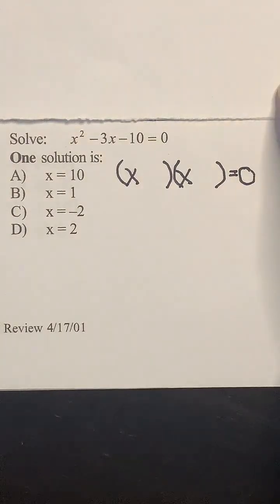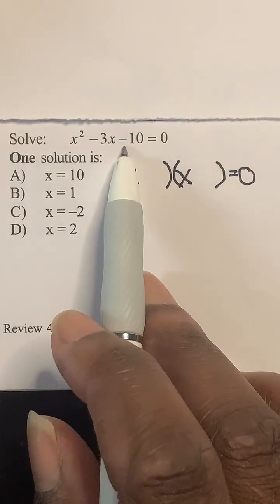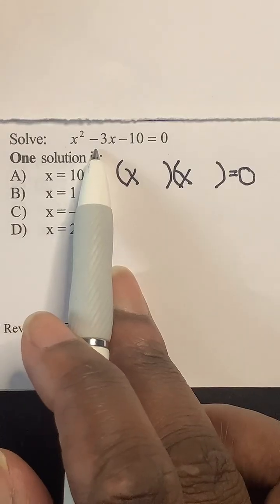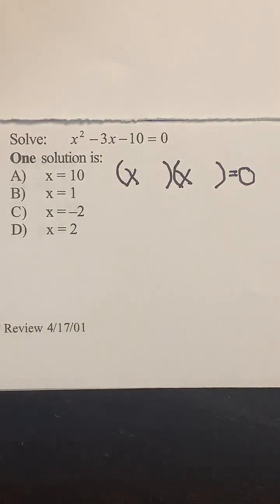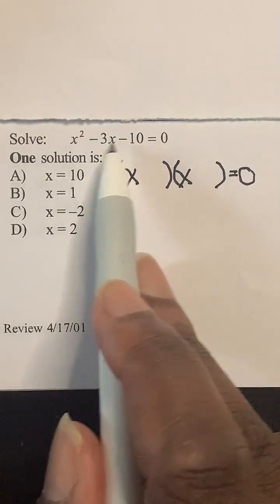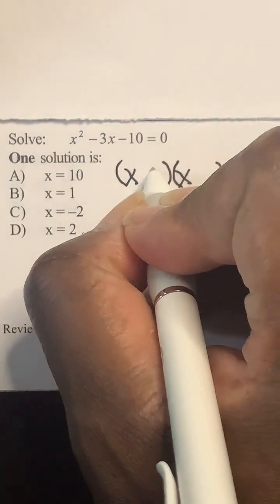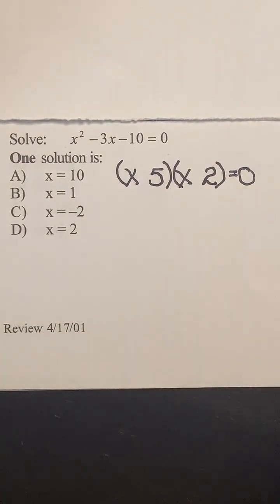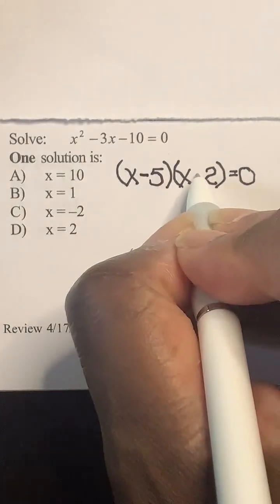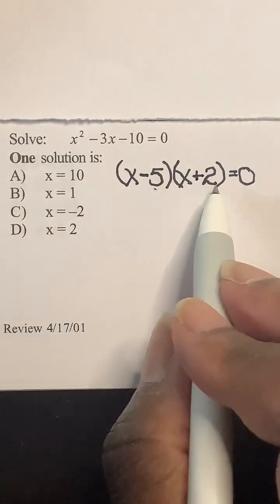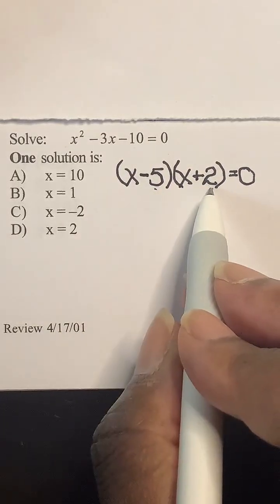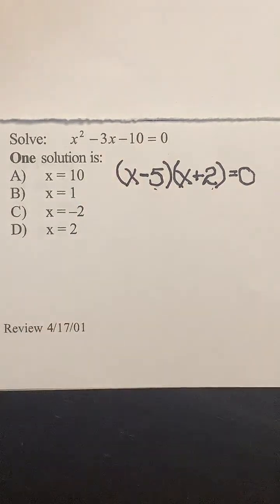Now, this is the toughest part. What two numbers multiplied together will give me a -10 and add together to give me a -3? Since we have that -10 and that -3, I'm seeing a 5 and 2. But which one's going to carry the negative? It's going to be the 5, because -5 times +2 gives me -10, and -5 plus 2 gives me a -3.